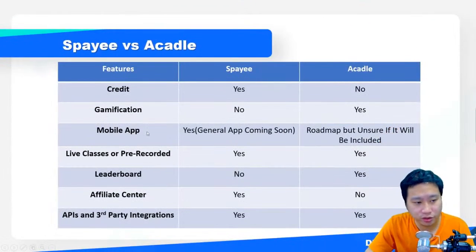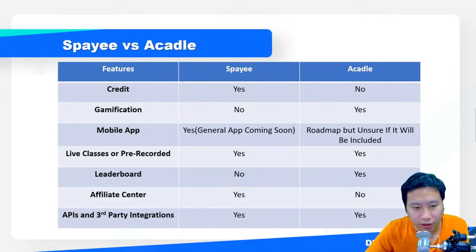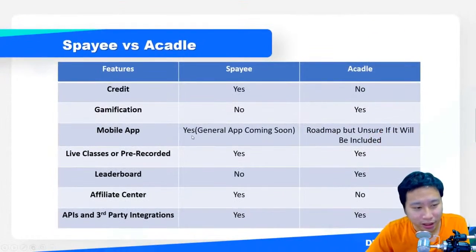Spei has a credit feature, right? So when you refer people, you get credits. With Acado, that's not available. Gamification is not available in... sorry, I think I already covered it, it's a duplicate over here, my apologies.